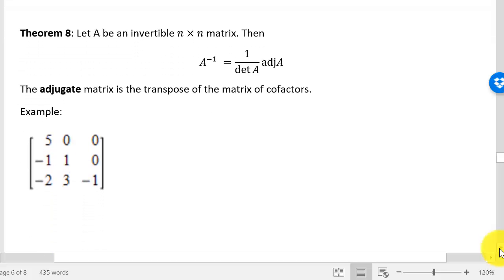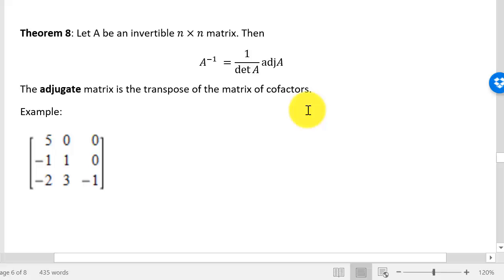They introduce another theorem here, another way to find the inverse of a matrix. Now, this is a neat formula, but it's not usually something that people use because it requires a lot of computation, and so I think it's just here for show and not really for practical purposes. Well, let's take a look at it.